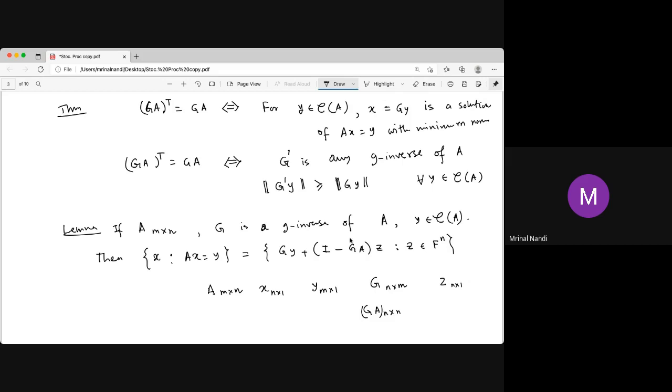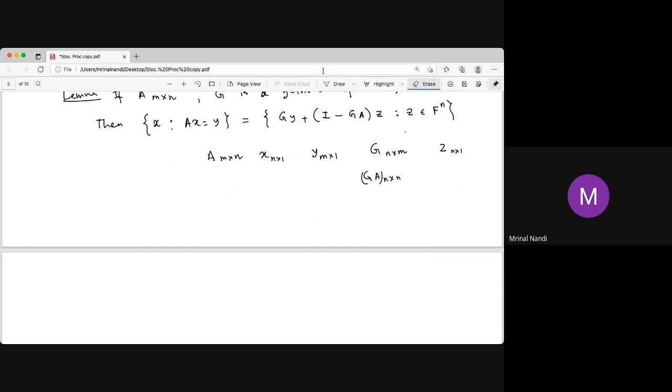If you find just one single G inverse, any particular G, fix that G. Then Gy is a solution, and the other solutions are Gy plus this part, (I minus GA)z. You can take any z. So once you have one solution, you get all the solutions. Why is this so? So the proof is this.